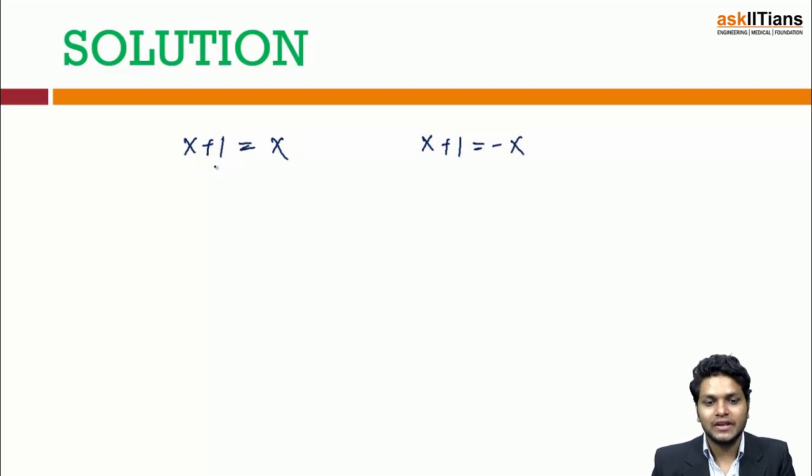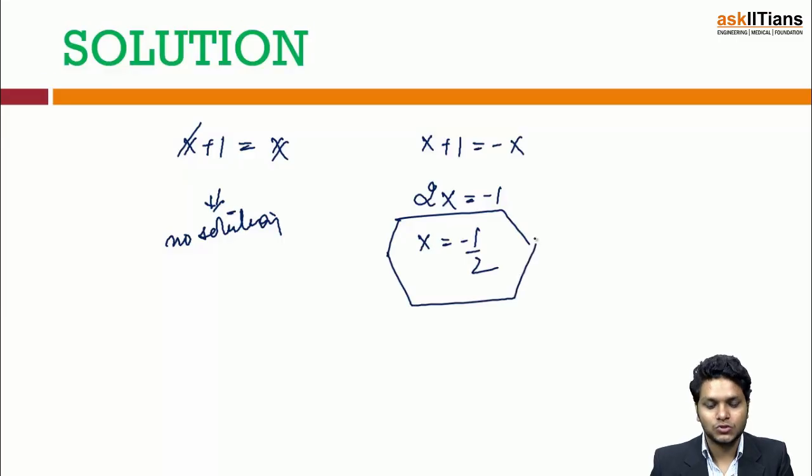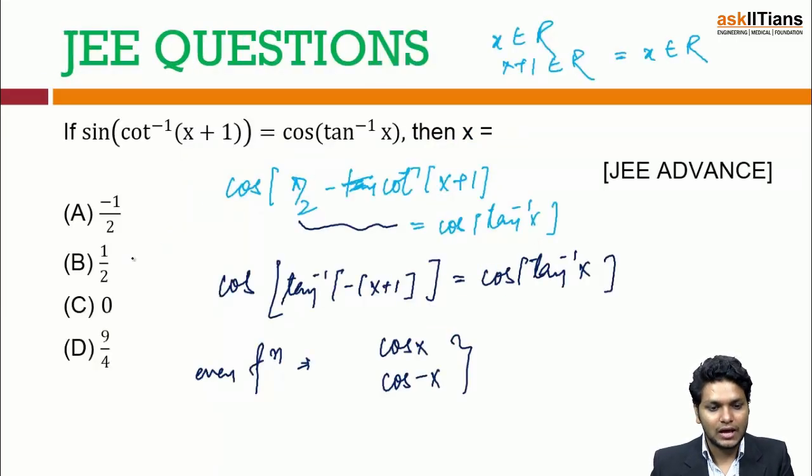For the first case, when x plus 1 equals x, x gets cancelled out, so I'll have no solution from this part. But if x plus 1 equals minus x, then I have 2x equals minus 1, and x equals minus half. So I think this is the answer that is perfect for the question, and minus half is option A. So option A is the correct answer for this question.